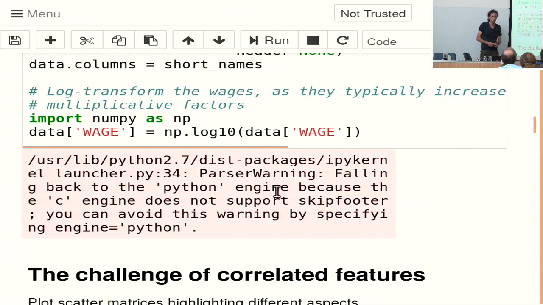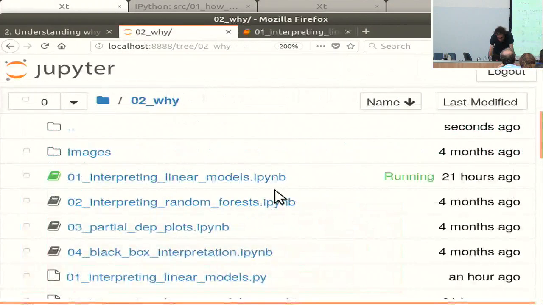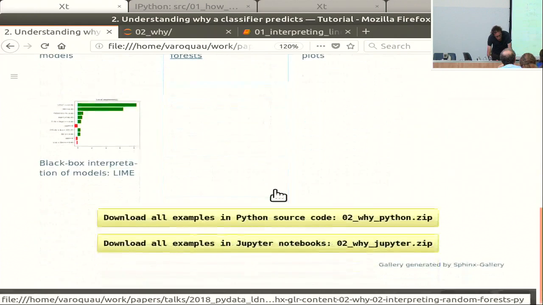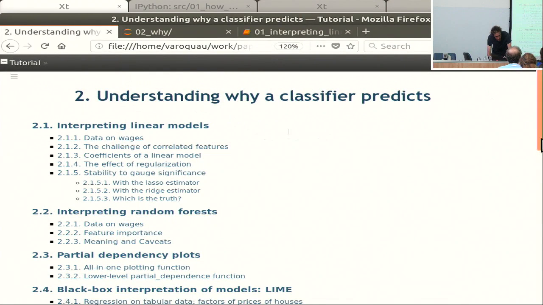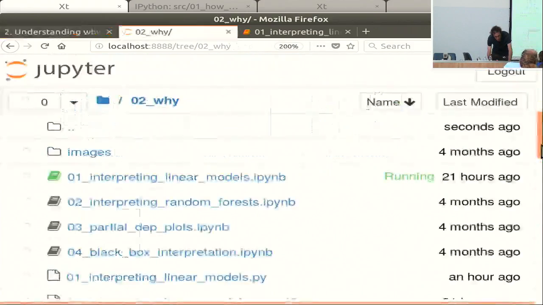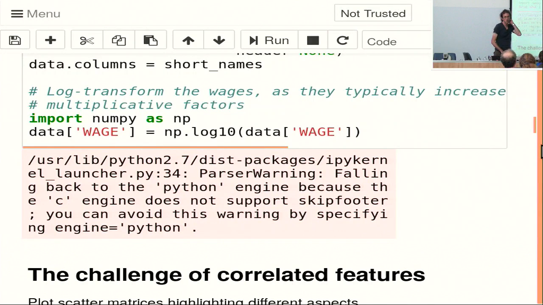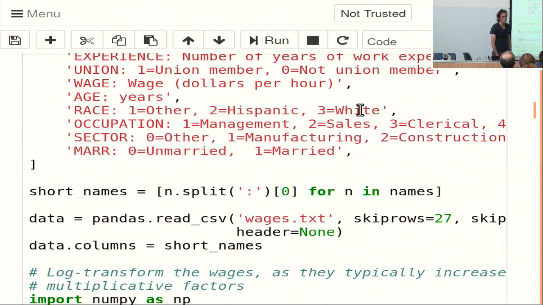By the way, is this running on? What's the name of the notebook? It's in section 2, and it's going to be interpreting linear models. So the first one. For this, you need to download another zip file. Okay. You need to go to section 2 and download another zip file. That's why. And so hopefully the data download worked for you.